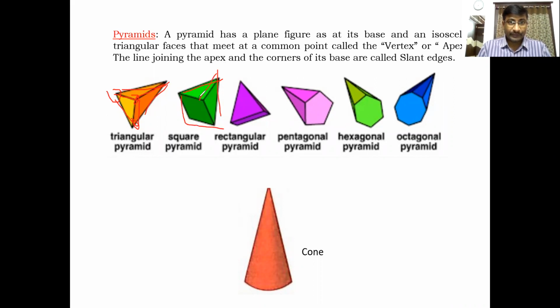If it is a square pyramid, it has 4 corners. The corners will be connected to the apex or vertex. It has 4 slant edges. A pentagon has 5 slant edges. A hexagon has 6 slant edges. An octagon has 8 slant edges like this. Every pyramid has slant edges connecting the apex with the corners of the base. And this is a cone, you know that.